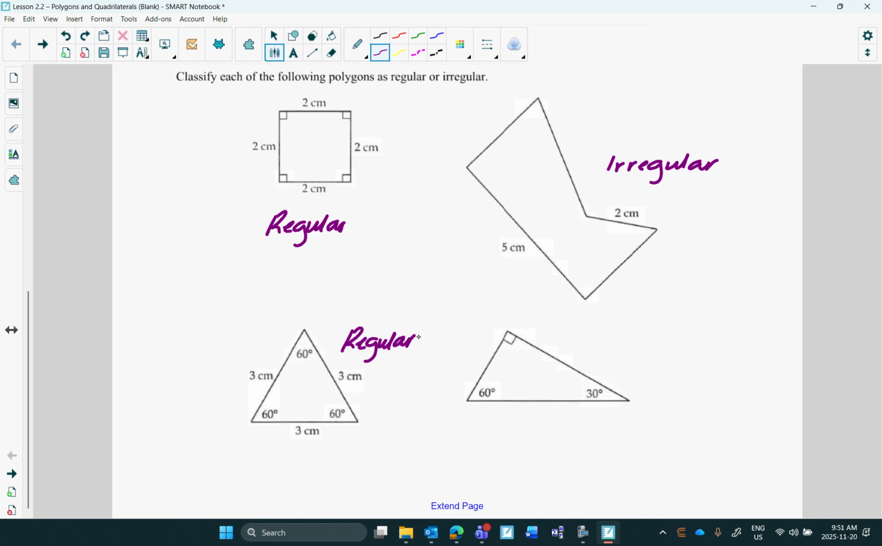This you're not given the sides, but you are given the angles. Are the angles all the same? Right. They're not all the same, which means the sides are not going to be all the same, which means we're talking about irregular.